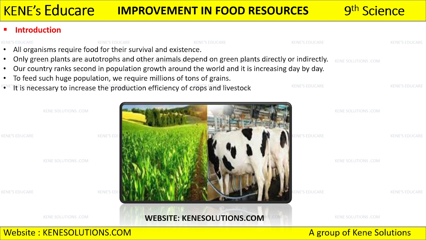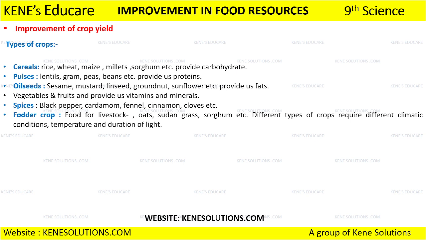After this introduction, the next thing that we started with was improvement of crop yield. So under this improvement of crop yield, we had different types of crops that we had discussed, which include cereals, pulses, oilseeds, spices, and fodder crops. So these are the 5 different types of crops that we had, and you should be knowing the examples of the food that comes under cereals.